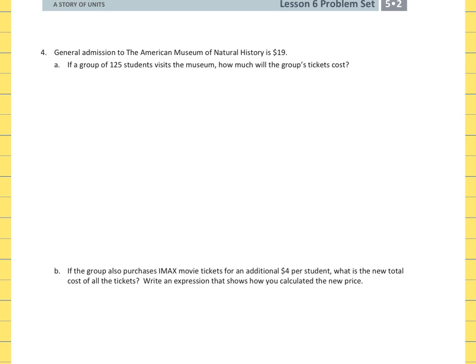And that last word problem for this lesson is number 4. The general admission to the American Museum of Natural History is $19. If a group of 125 students visit the museum, how much will the group's ticket cost? So it looks like 125 students are going to go to the museum, and a ticket to enter is $19. So we're taking 125 and multiplying it by $19 to find the total group's ticket cost.